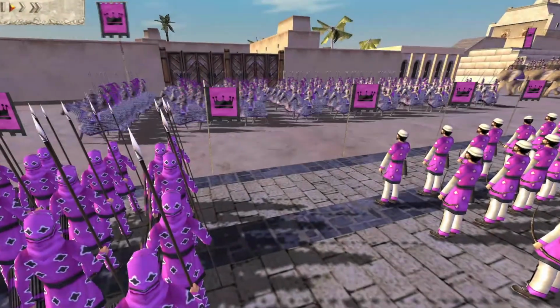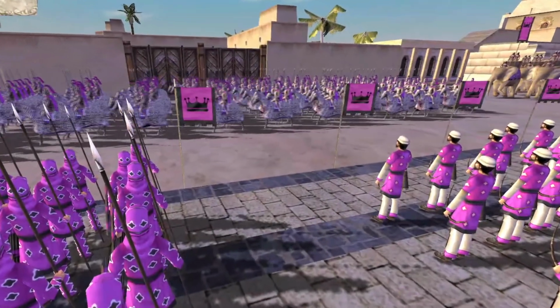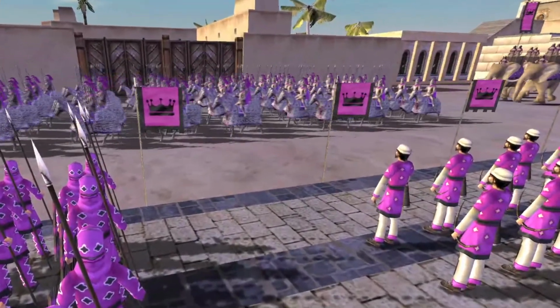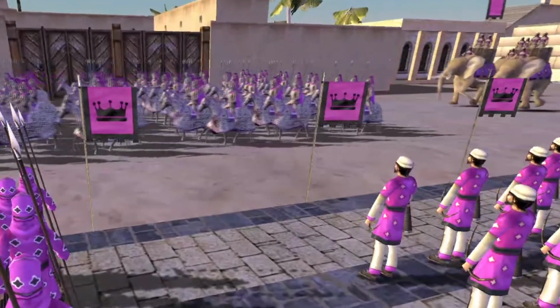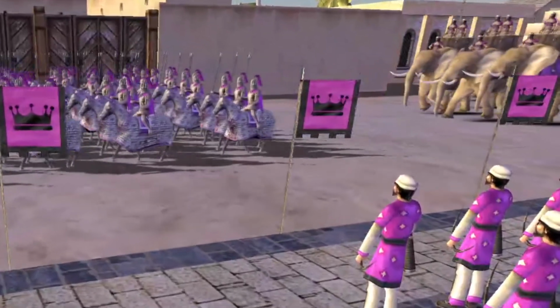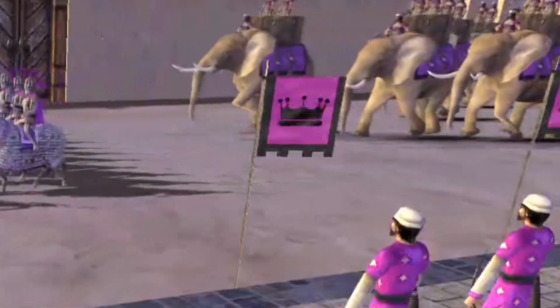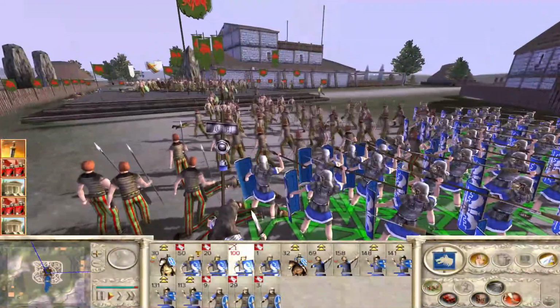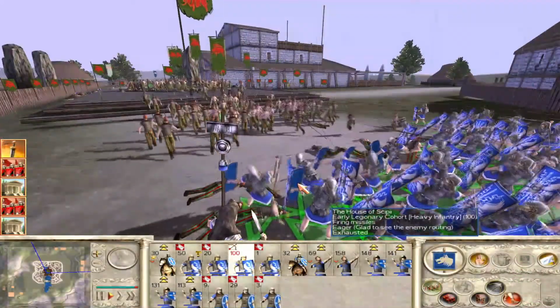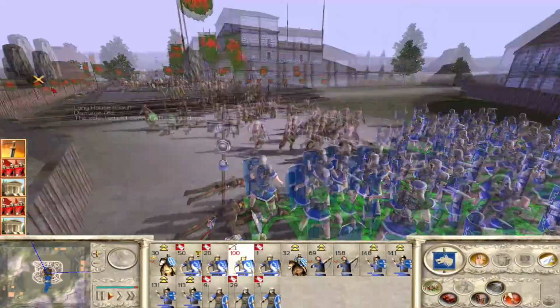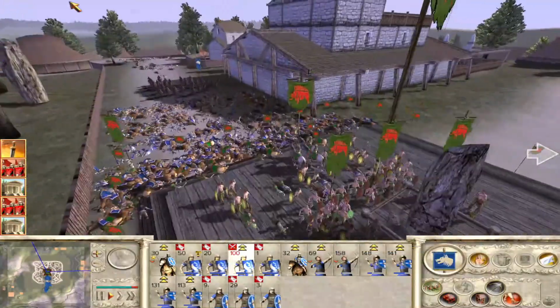Now, the second aspect I want to talk about is animations. For a cinematic feel, animations have to be smooth, and that's exactly what Rome Total War animations are for the most part. Now, of course, there are some outliers, but for the most part, it's very smooth, and they must have used some motion tracking because they're really spot on.